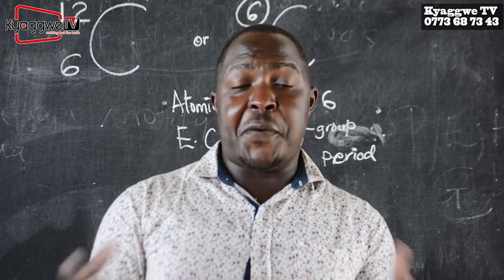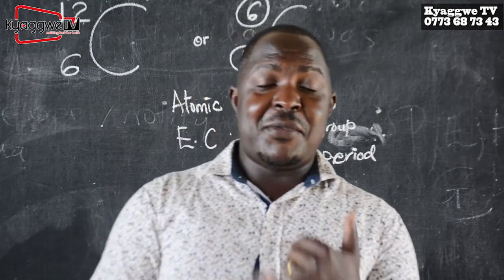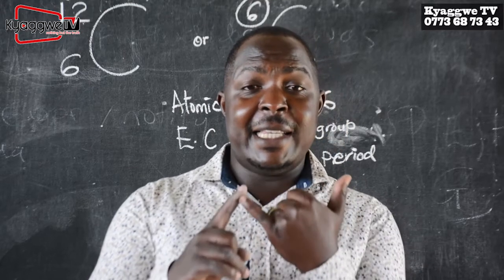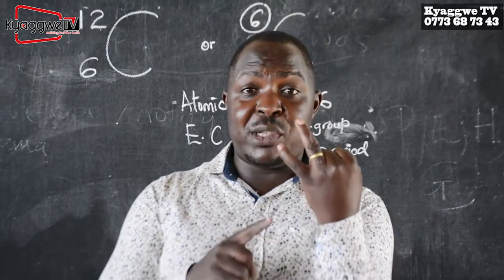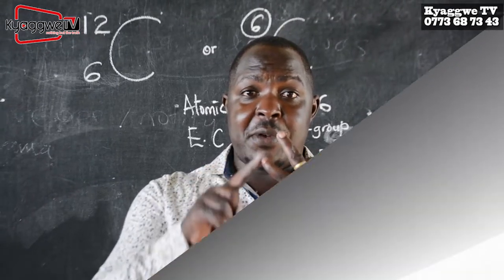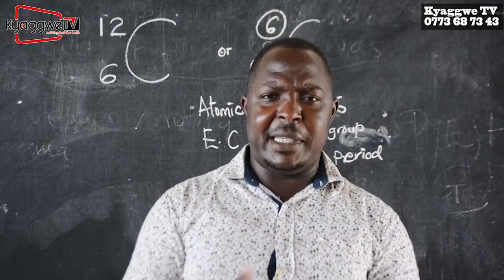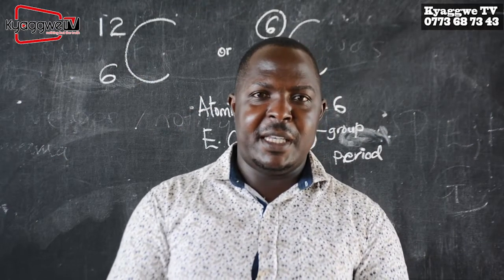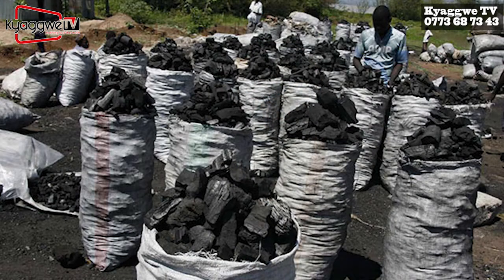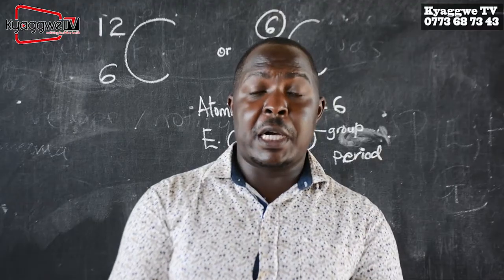The crystalline forms are graphite and diamond. Those are the crystalline forms of carbon: graphite and diamond. The amorphous forms of carbon, the commonest example we can give is charcoal. Charcoal that we use at home for cooking. Charcoal is a form of carbon. It is among the amorphous forms of carbon.